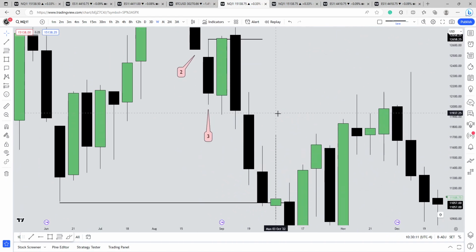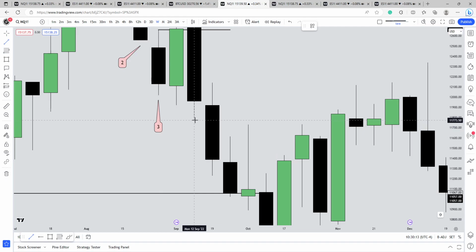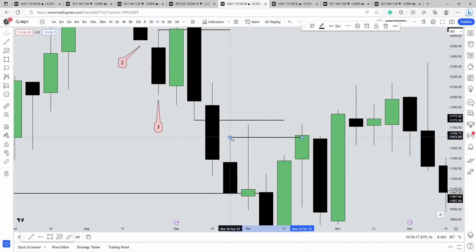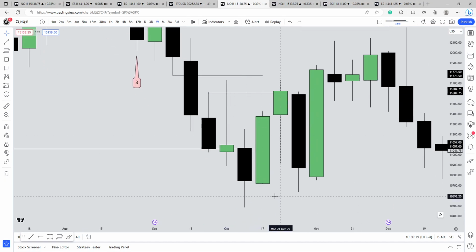For another example, right here, from this candle's high to this candle's low, see how it's only traded down here? This is candle number 1, 2, and 3. Retest that as resistance, then continues lower.